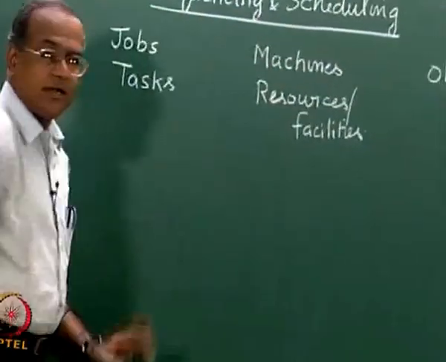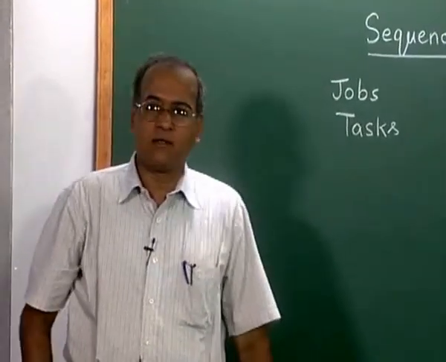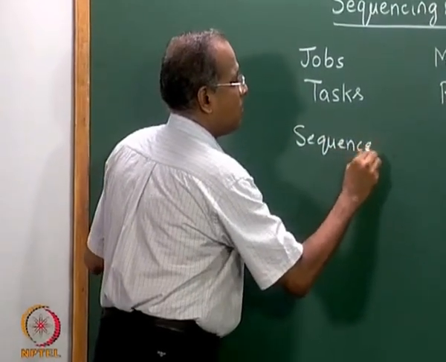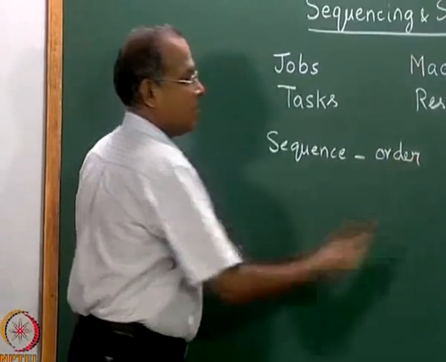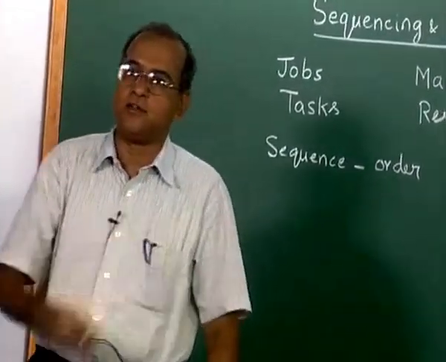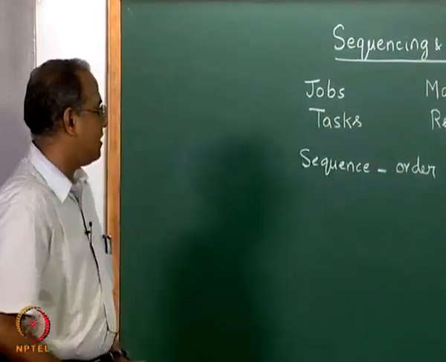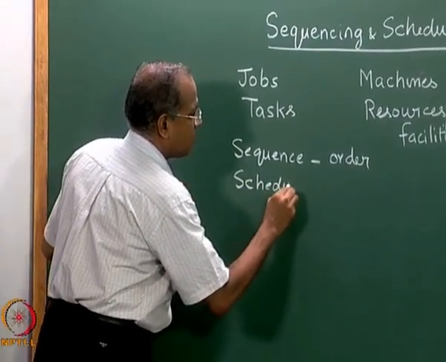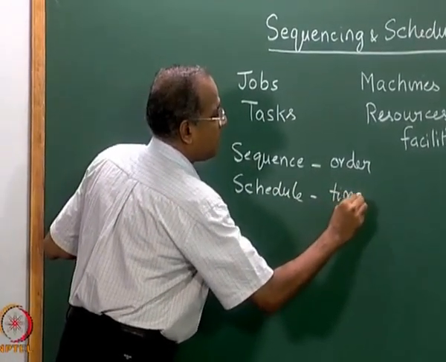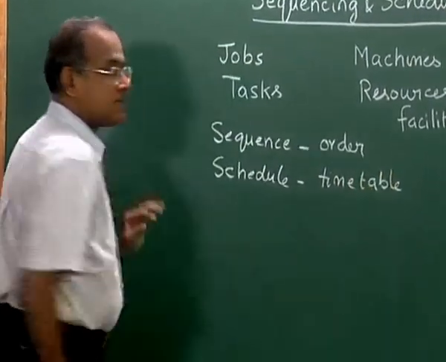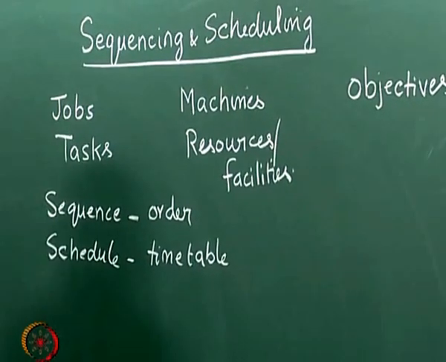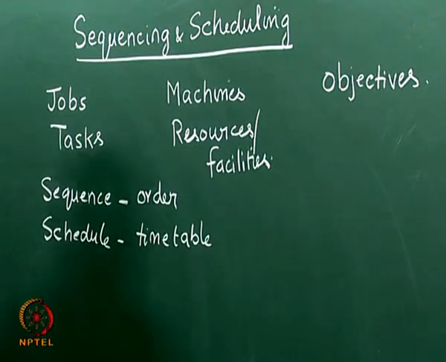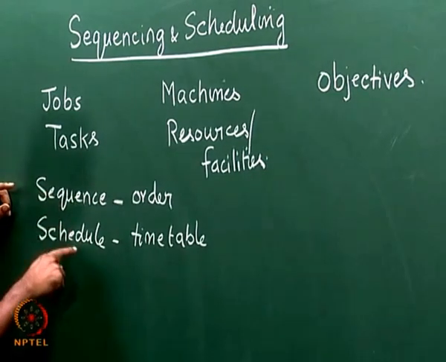Now, there is a difference between scheduling and sequencing. Sequencing essentially refers to the order in which the jobs are sent. A sequence represents an order or a list. The schedule talks about the timetable, or gets into detail saying that in between this time and this time this particular job is getting processed on a particular machine. So, we need to understand the essential difference between the two.